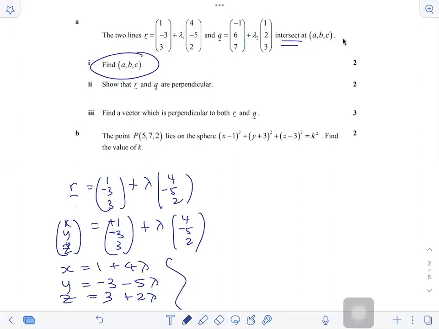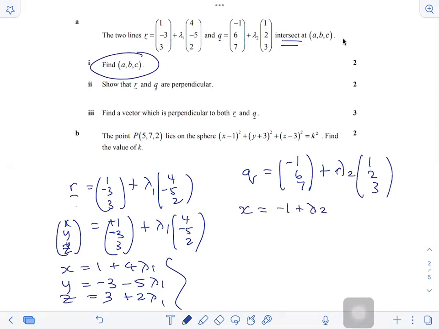If you look at the other equation, q, q equals (-1, 6, 7) plus lambda 2 times (1, 2, 3). So that means the x value will be -1 plus lambda 2 times 1, the y value will be 6 plus 2 lambda 2, and the z value is 7 plus 3 lambda 2.